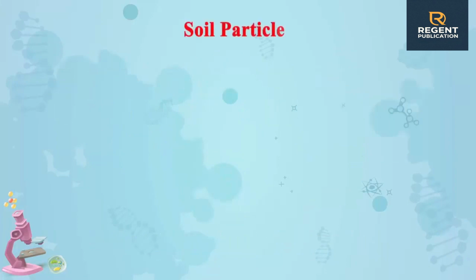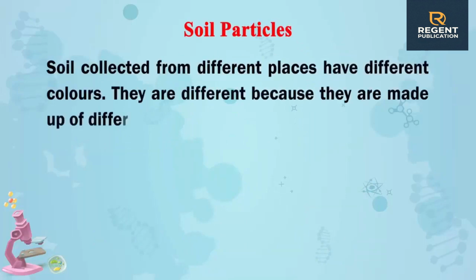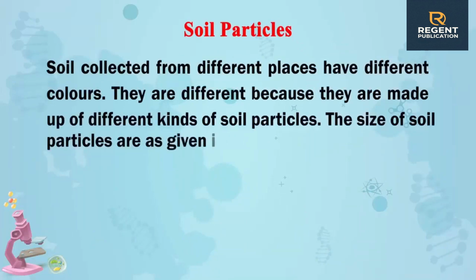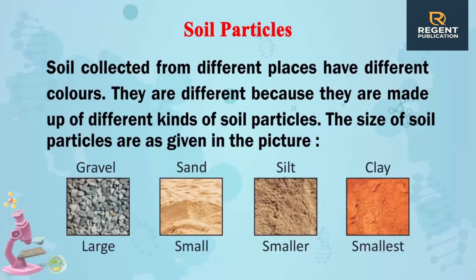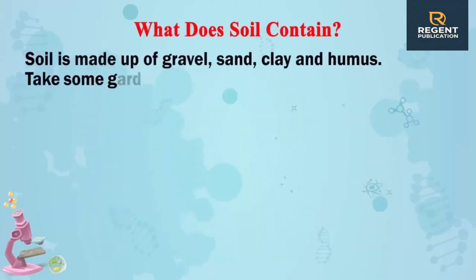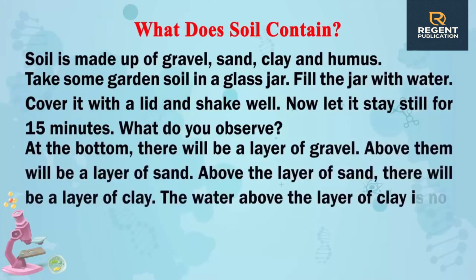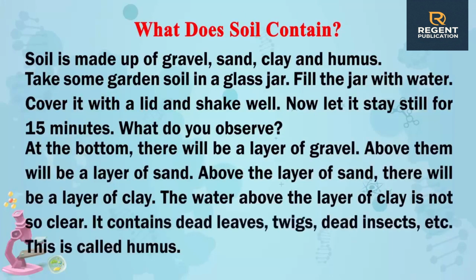Soil particles. Soil collected from different places have different colors. They are different because they are made up of different kinds of soil particles. The size of soil particles are as given in the picture. What does soil contain? Soil is made up of gravel, sand, clay and humus.